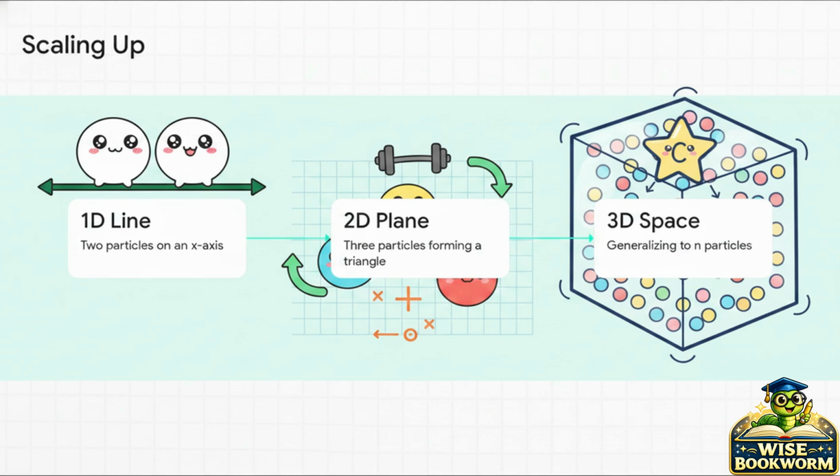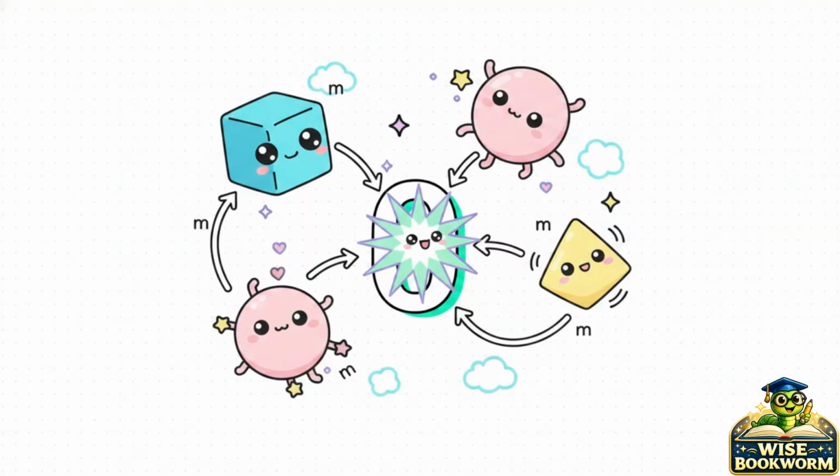Add a third particle, now we move into a 2D plane and calculate the x and y coordinates. And for a full rigid body, we just generalize this to n number of particles scattered across a 3D space, summing up the mass times the position for every single particle in the whole shebang. So here is the absolute crucial point. If you place the origin of your coordinate system exactly at that center of mass, the vector sum of all those mass positions equals exactly 0.